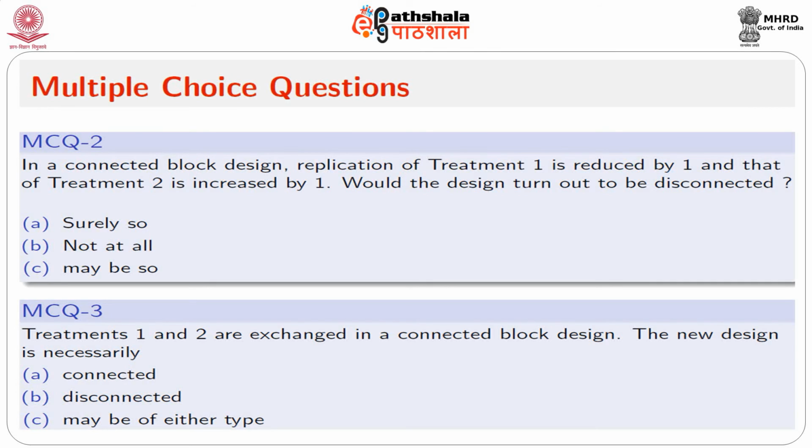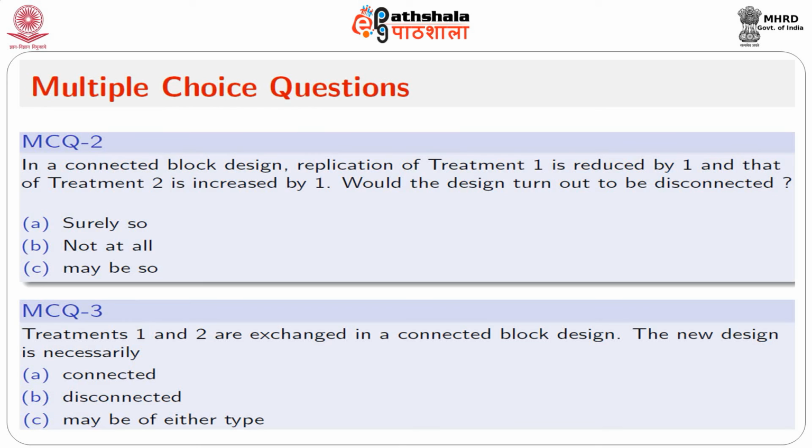Okay. What is the next one? The next one is, in a connected block design, replication of treatment 1 is reduced by 1 and that of treatment 2 is increased by 1. So would the design turn out to be disconnected? And there are three options. The first one is surely so, the second one is not at all, and the final one is maybe so.